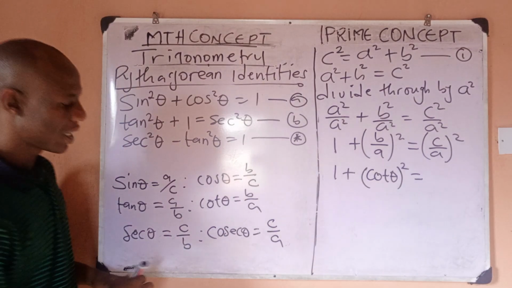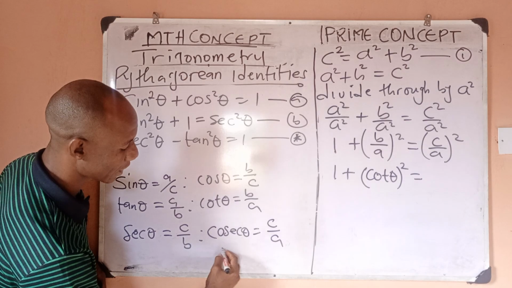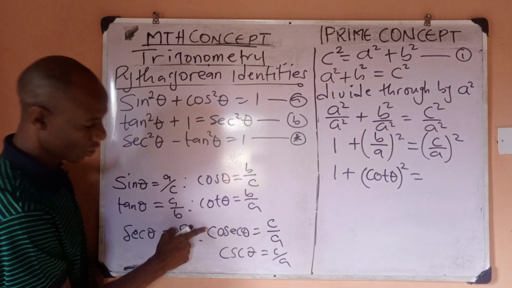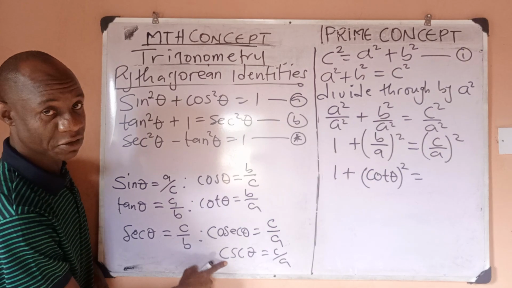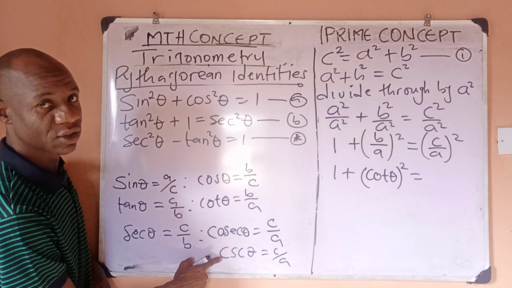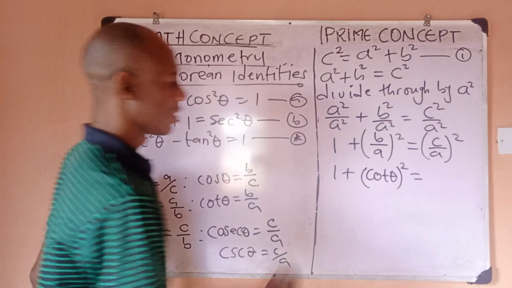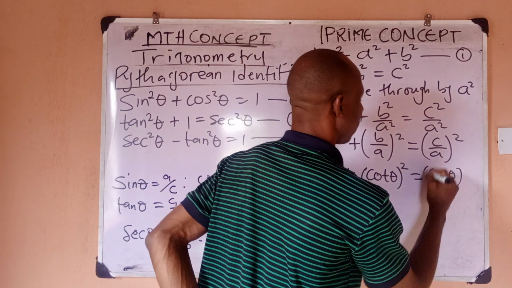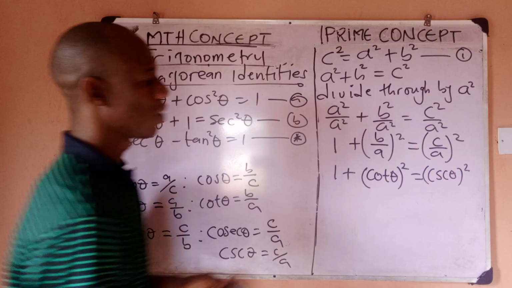I want you to also know that the short form for cosec is CSC. So if you don't see this, you would also see this. I prefer to use this. So this also means what? Cosec. So let me use it to save space. CSC all squared. So that is what we have.